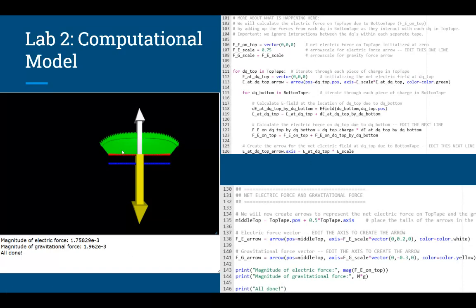So this is what it looks like. Blue is tape B that was on the bottom, or tape B is on the top. Sorry, red is tape B. This is tape A. This is gravitational force. This is the electric force, and these are all the little electric forces from each point charge onto the other point charges. So it's like this point charge, how everything else affects it, how it's really being affected. Right.